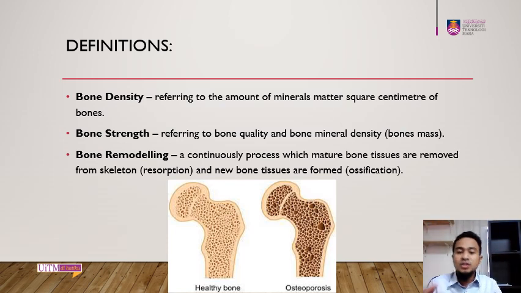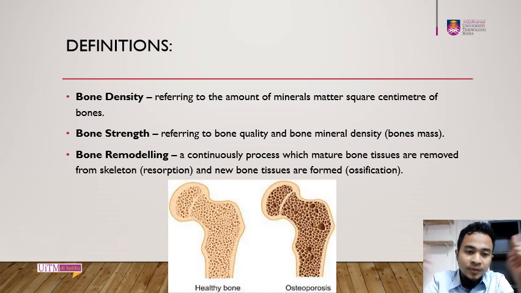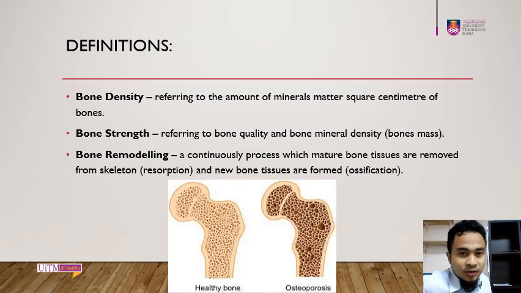Next is bone strength. We are referring to the bone quality and the bone mineral density, which we call bone mass. The last definition here is bone remodeling. This is a continuous process in which our cells build up the bone, replacing dead tissue with new bone. Bone remodeling also applies if you have an injury and the process reconstructs the bone.